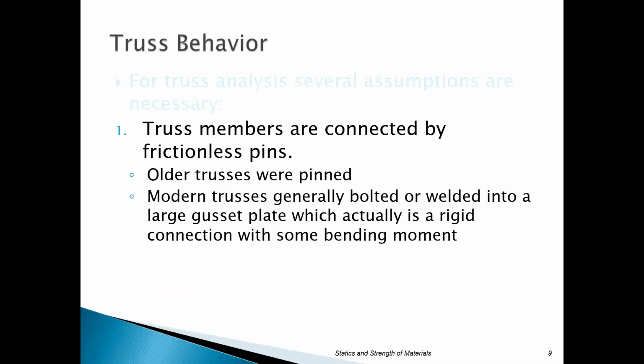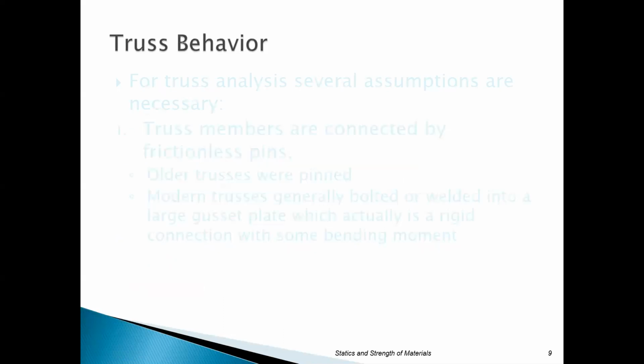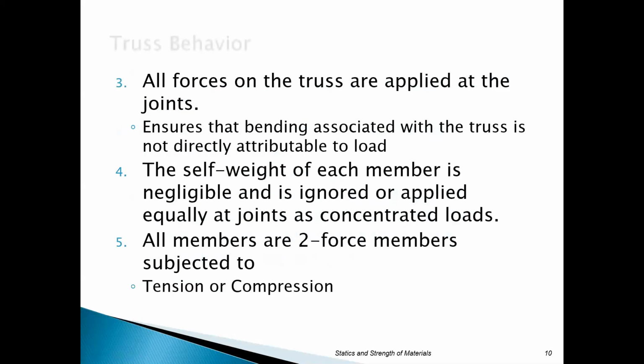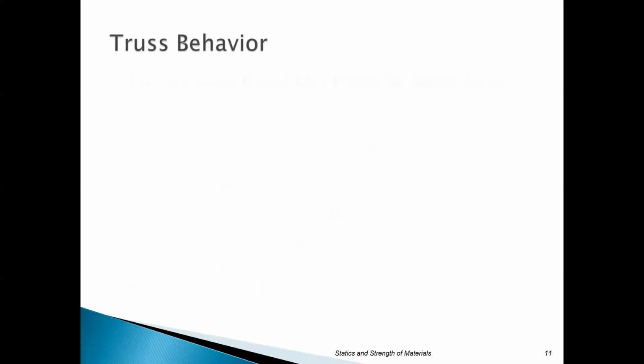Again, just to recap, they're frictionless pins, all lie in the same plane. All forces on the truss are applied at the joints. The self-weight is negligible or ignored. All of the load is coming from external loading, and all your members are going to be two force members, and they're either going to be subjected to tension or compression, and that's what you have to determine.